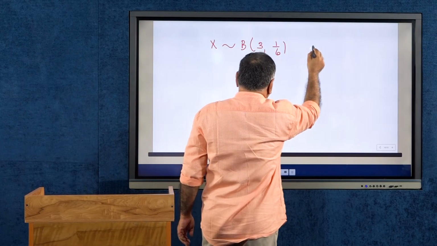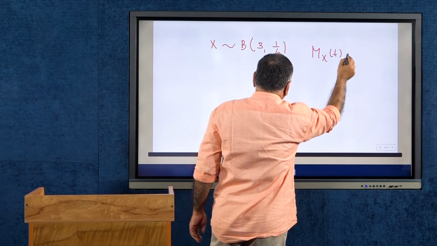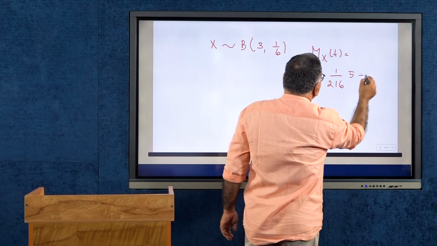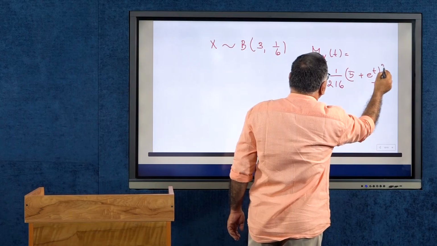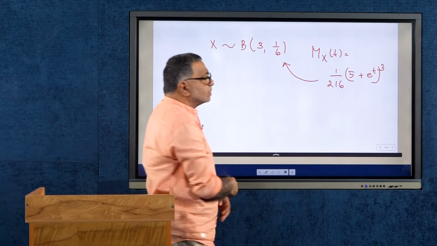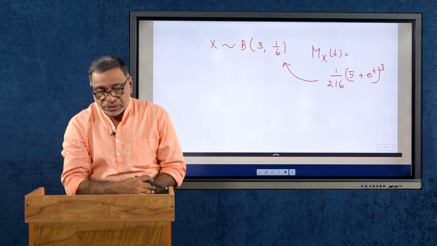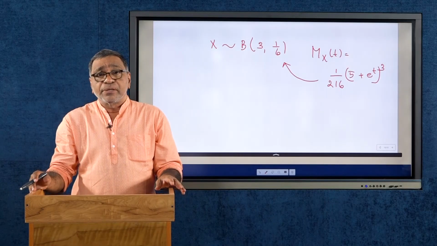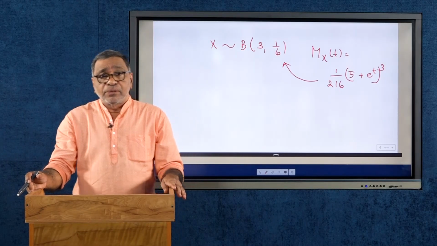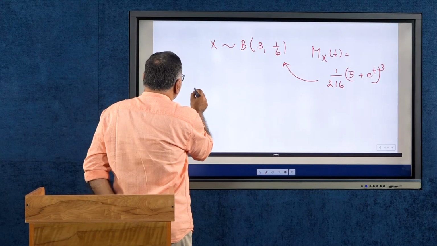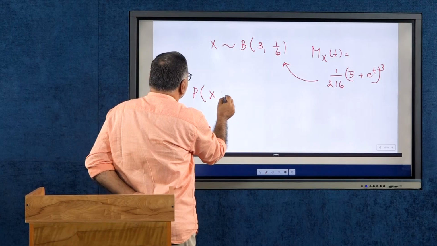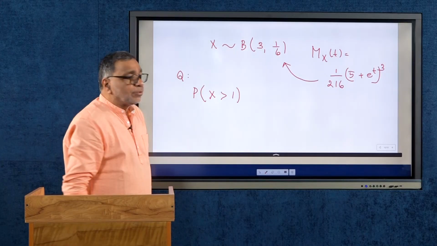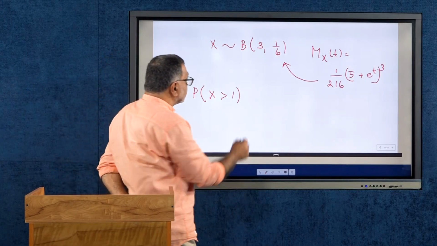So, suppose you are given the moment generating function 1/216 (5 + e^t)^3, then we derived that X is a binomial with parameters 3 and 1/6. After that, you can answer any question related to the random variable. Suppose the question is to find the probability of X greater than 1. The question is this one. Find the probability of X greater than 1. What is the probability of X greater than 1?